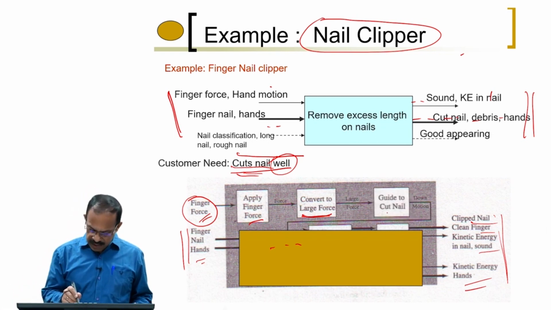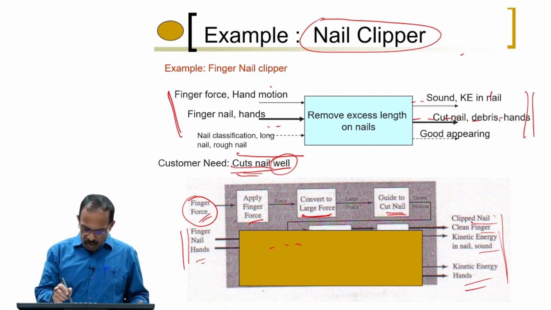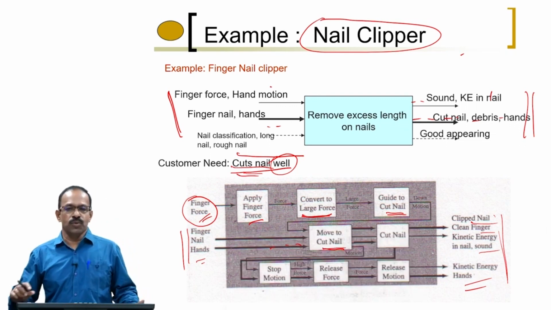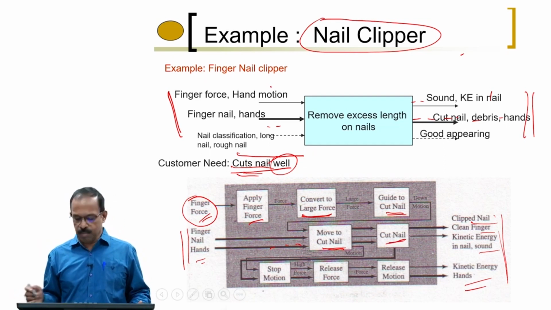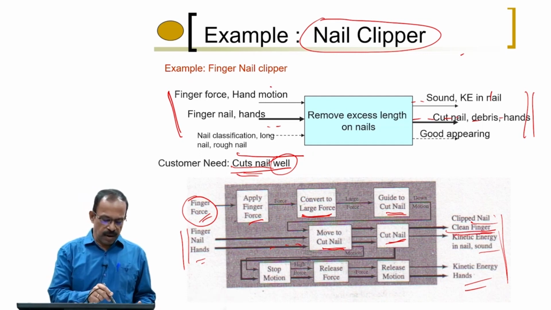Once this force is applied, you need to guide it to cut the nail, that is, you have to move the tips or the cutting edge to cut the nail. That is the down motion: guide to cut nail, and then move to cut nail. You have to move this whole thing to cut the nail, and then you get the nail cut and the cut nail comes out.